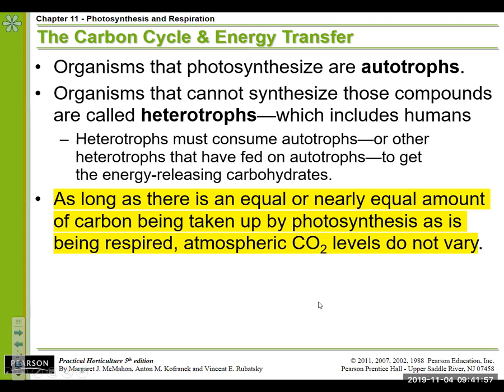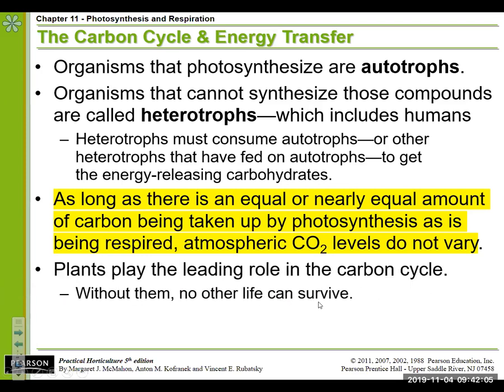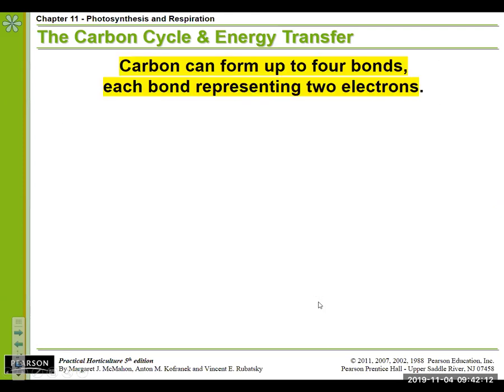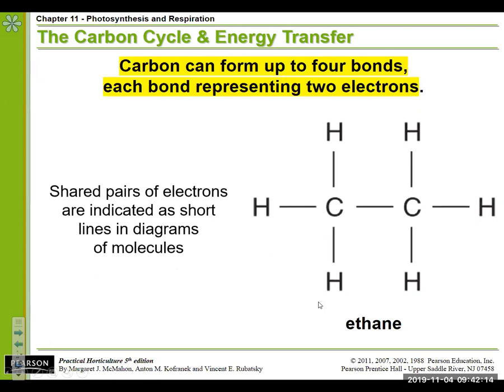But we're also harvesting part of that carbon and putting it into a different cycle through the bodies of animals. So plants have that leading role in the carbon cycle, and of course without them no other life on Earth could survive. Here's a basic look at making hydrocarbon chains.